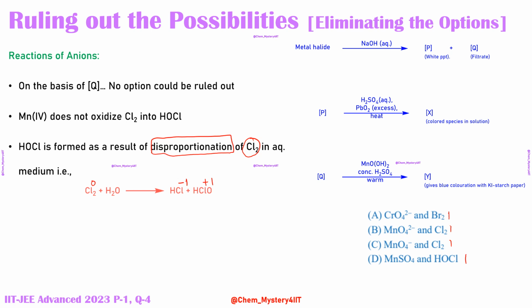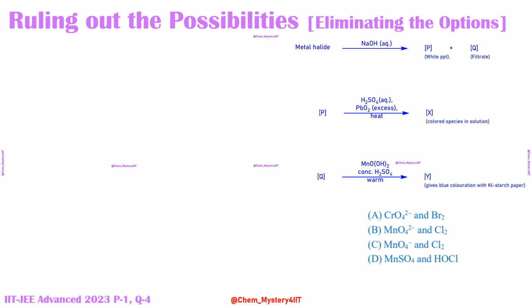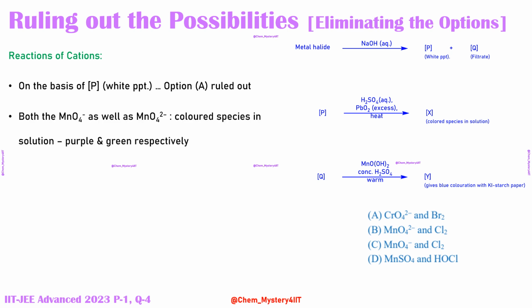We have to go back to the cations, and only then can we get a possible answer. Coming to the cations, on the basis of P, we saw in the beginning that we can rule out all other options. Here, chromium and manganese are given. Chromium is already ruled out, so we can only think about manganese now. Because we are being asked about Q cannot be CrO, this first option can be ruled out. Now we are left with B, C, D.